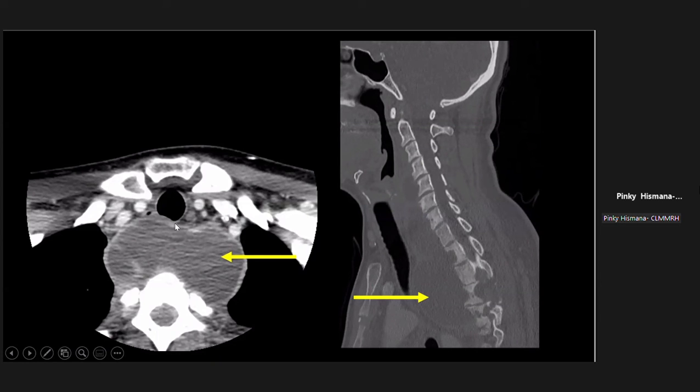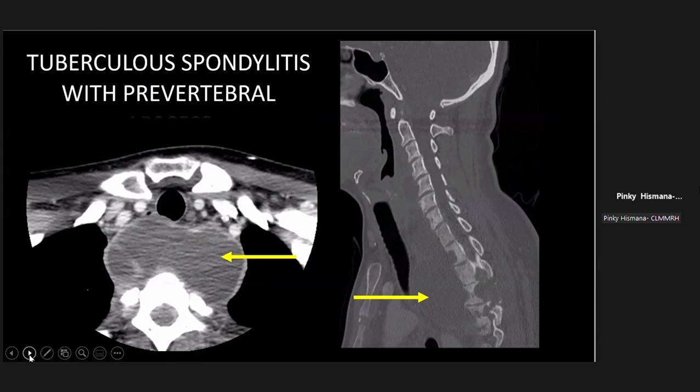So it pushed your trachea anteriorly. So this is actually a CT scan. You know where the lesion is, and it's actually associated with lytic lesions, meaning nag-erode ang imo nga bones. This is a classic picture actually of tuberculous spondylitis with prevertebral abscess.